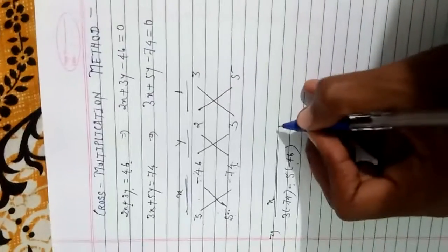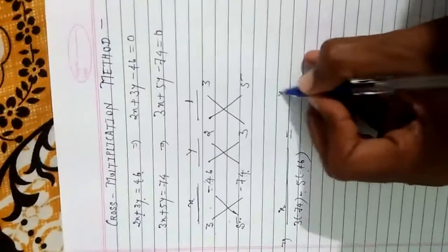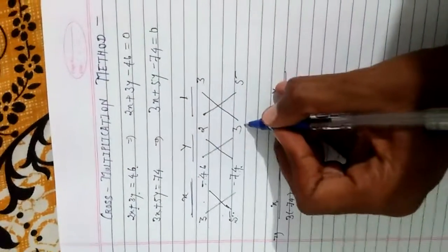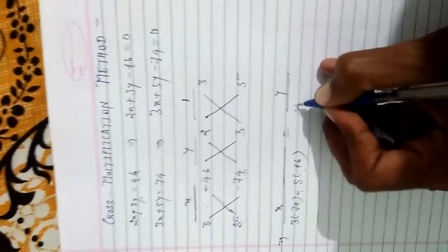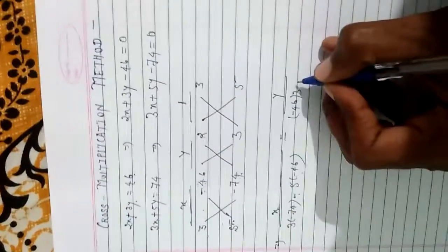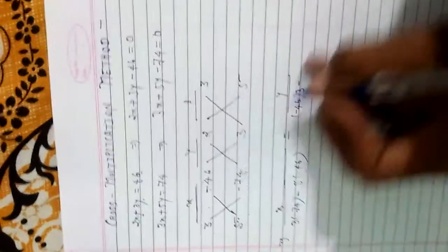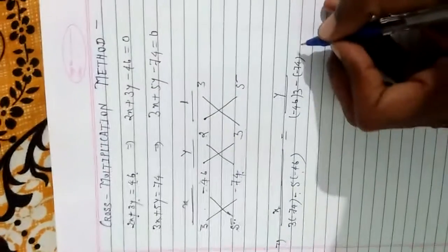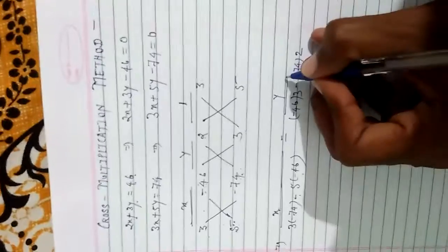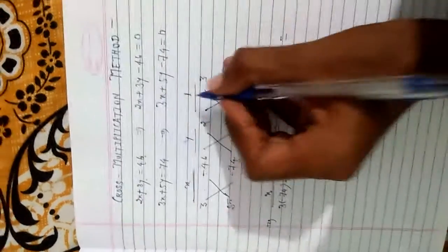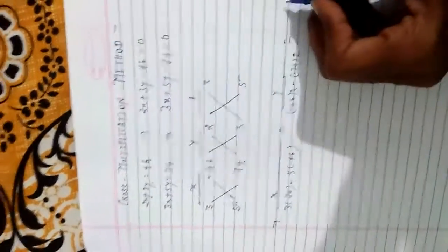Okay, now y. So minus 46 into 3, and then before multiplying we have to take a minus here. So minus 74 into 2. Okay, now come to the next one.